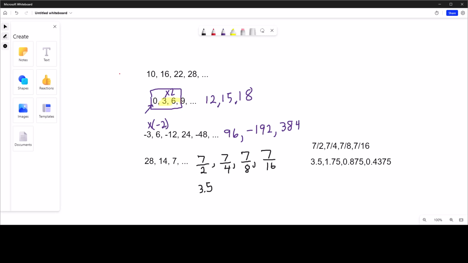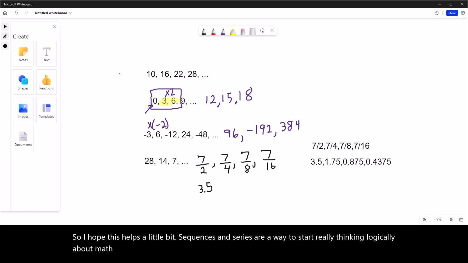So I hope this helps a little bit. Sequences and series are a way to start really thinking logically about math, and math is all about logic. So I hope you found this useful.